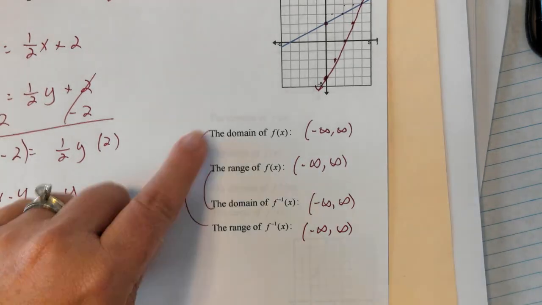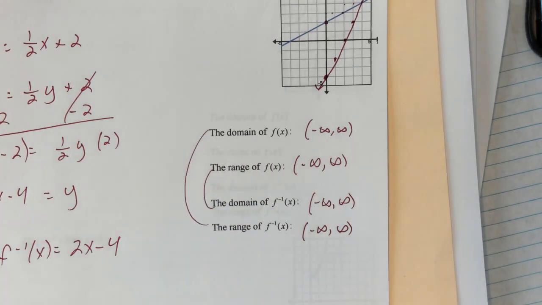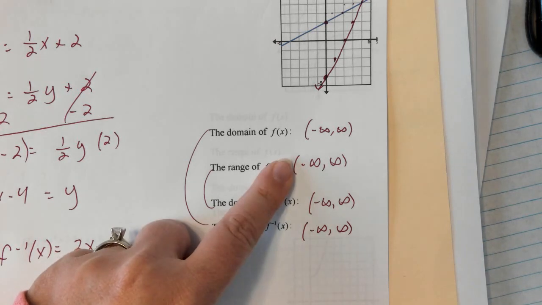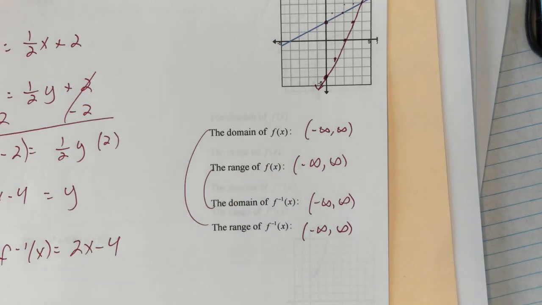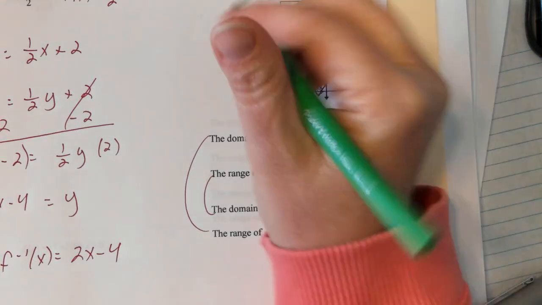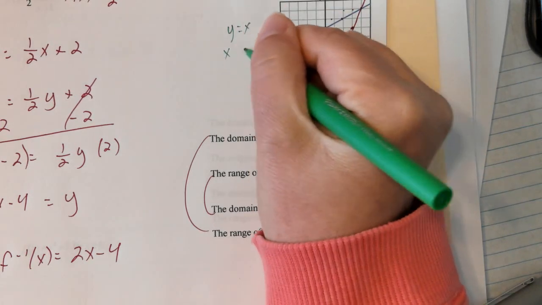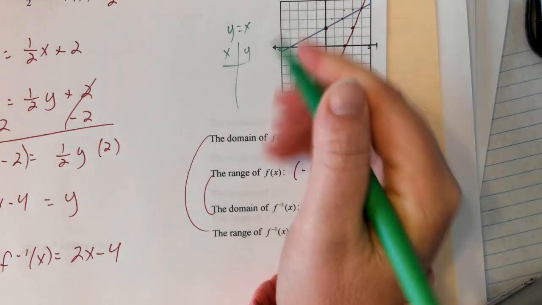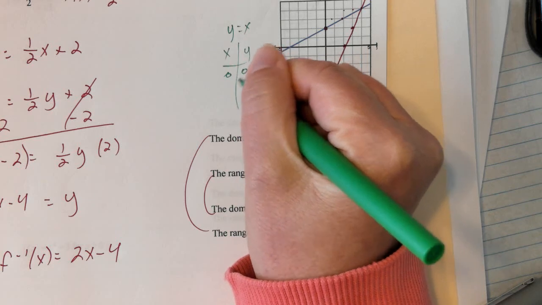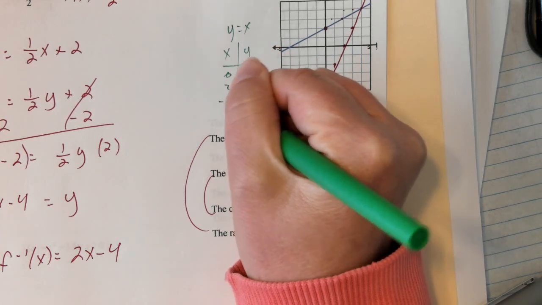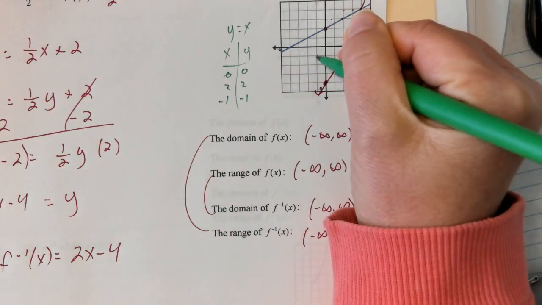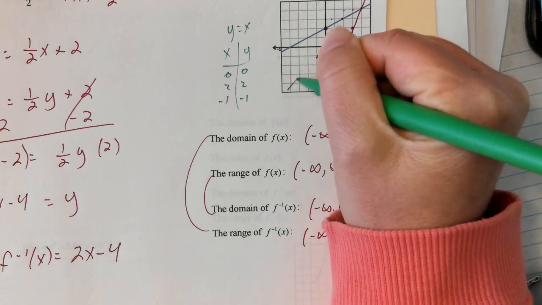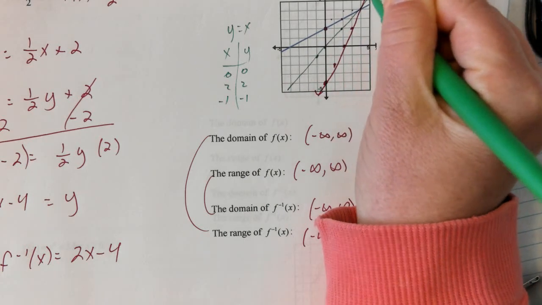So our domains and ranges swapped out. I realize because they were both -infinity to infinity, you can't really see any difference. But that's what happened. And one more thing I want to show you on that graph. If I graph the line y equals x, well, y equals x means whatever x is, y is the same thing. So if x is 0, y is 0. If x is 2, y is 2. If x is -1, y is -1. So if I plot those points, I get this line right here.